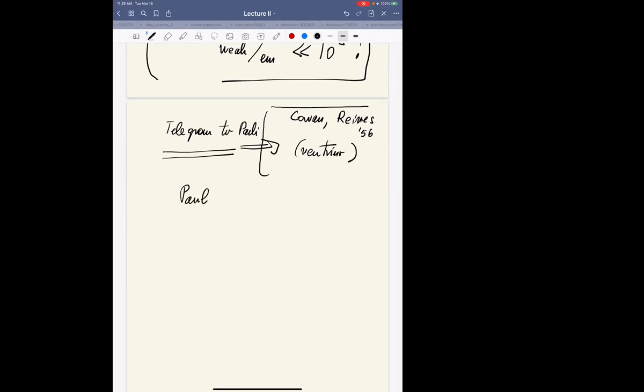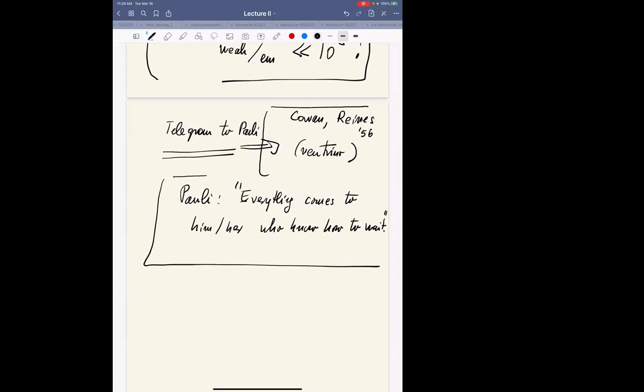So Pauli says, I will often cite this, or let me write it down. Everything comes to him who knows how to wait. We should say here, but there was no here at the time. There was only him. It was a macho society, and there were basically no women. It's actually not fair what he writes, because he didn't know how to wait. He said that the neutrino will never be found. It's easy to be wise a posteriori, okay?